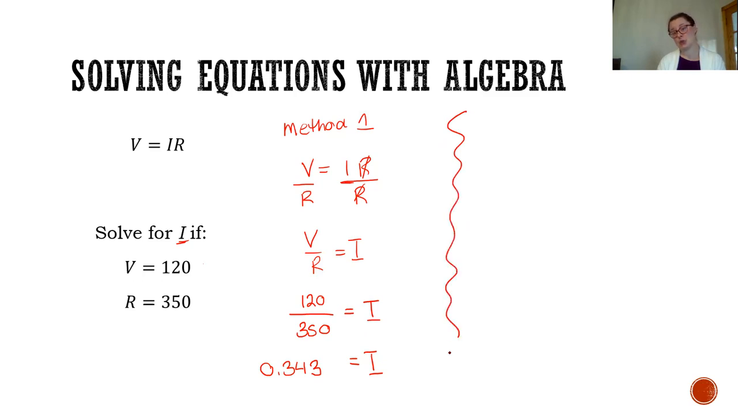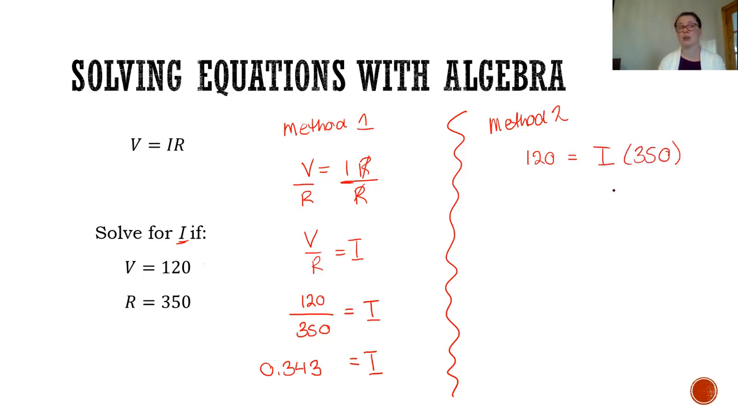Method 2 isn't going to make much difference for this question, but it could be easier for others. So method 2 says, well, we know what the equation is. Let's put the numbers in right at the beginning. So 120 goes in where the V is, equal to I we're looking for. So we're going to leave that as I times 350.